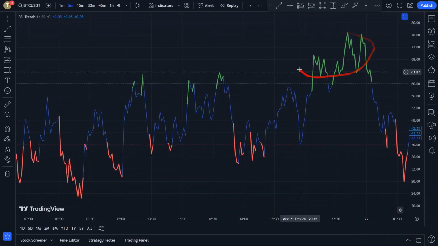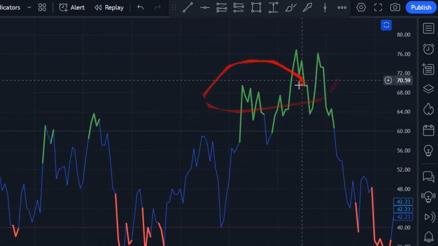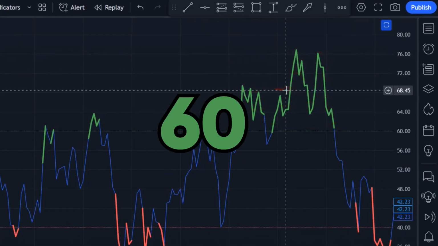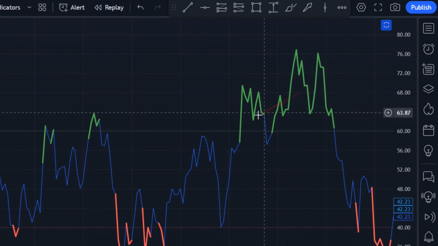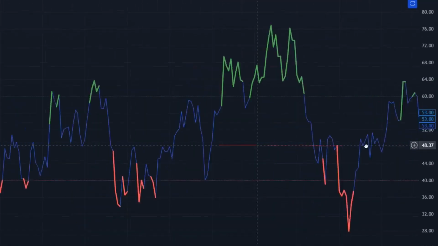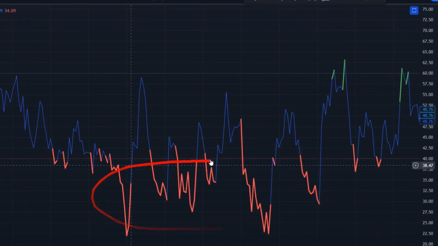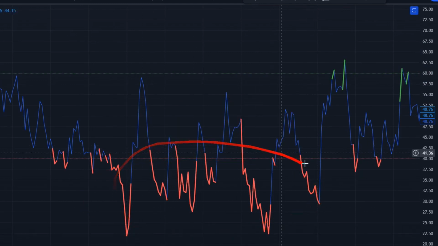To confirm an uptrend, we must ensure that the RSI line is above the 60 band and is green. To confirm a downtrend, we must ensure that the RSI line is red and below the 40 band.